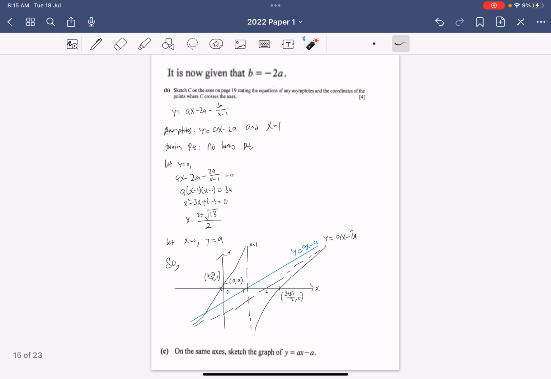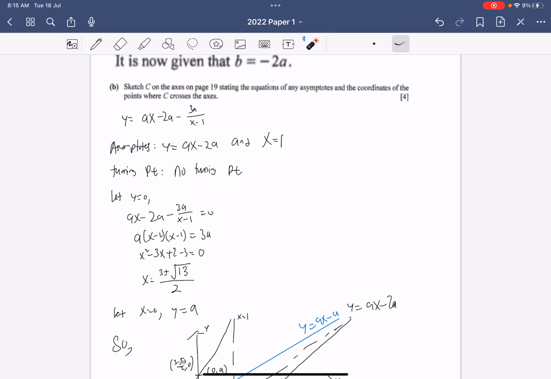And we are now required to sketch the curve. So sketching the curve, you have to find the asymptotes. So first one is when you write out the equation, a clear asymptote, of course, is x equals 1, since over here is 1. And then we know that the oblique asymptote will be whatever terms are here not having any fraction. So it's ax minus 2a.